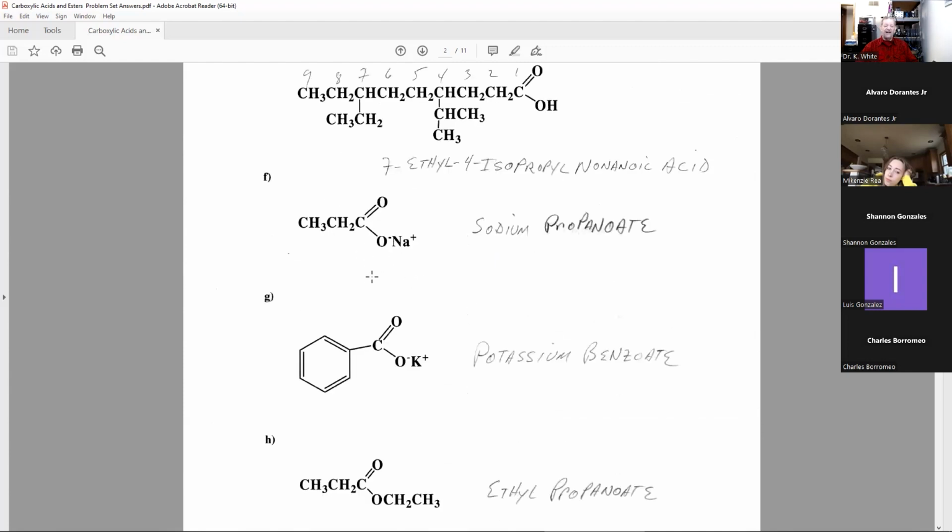Now, let's look at F. This is a carboxylate anion. How do you know? The O minus, M plus. M can be sodium, potassium, or lithium. It can be other things too, but I'm limiting it to this for this class.